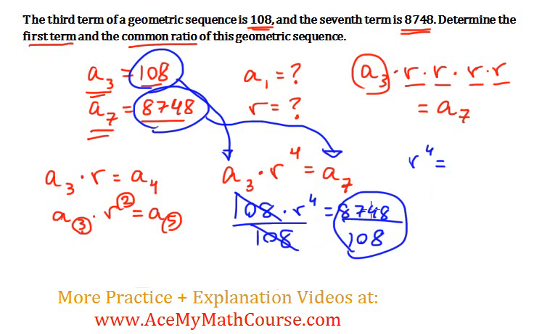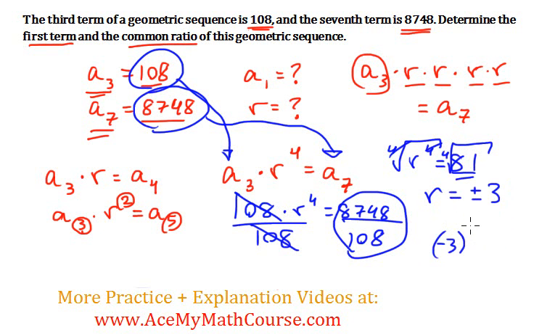8,748 divided by 108 is just 81. So we can take the fourth root of both sides, and we end up with r equals plus or minus 3. Why plus or minus? Because the fourth root of 81 could be negative as well, couldn't it? Well, negative 3 to the power of 4 is positive 81. So we have two answers, basically, for the common ratio.